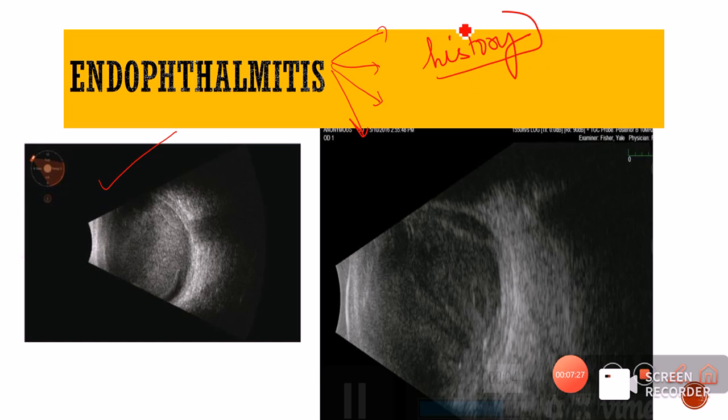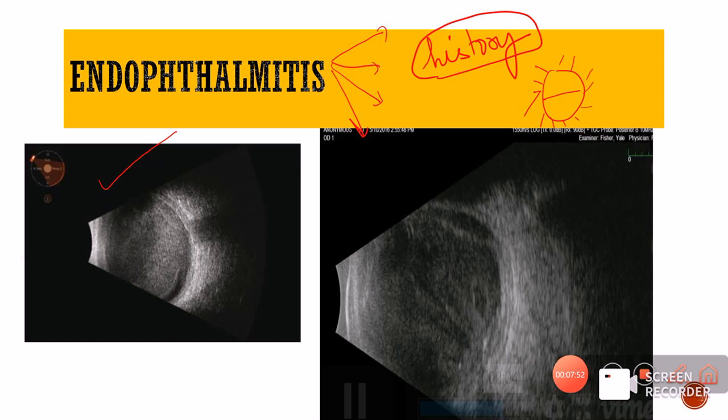The patient will give either a history of trauma or penetrating trauma or any surgery, VR surgery or cataract extraction, or the patient will be immunocompromised with some systemic illness, which tells you there might be an endogenous endophthalmitis in this patient. And on clinical examination, you might see a hypopyon, CCC, that is circumciliary congestion, all the features suggestive of endophthalmitis.